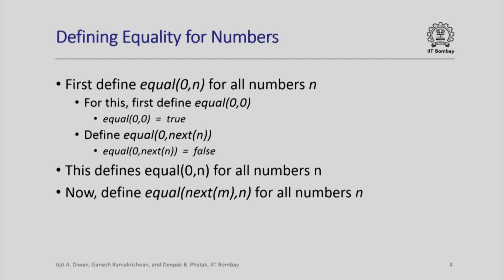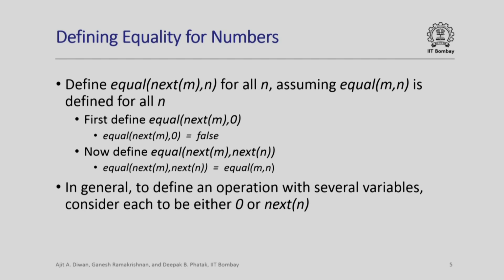Now, we will define equal(next m, n) for all numbers n, assuming equal(m, n) has been defined for all numbers n. And what is that? To define equal(next m, n) for all n, we define equal(next m, 0) first, for n equal to 0. This is again always false, next of m cannot be equal to 0 for any m.